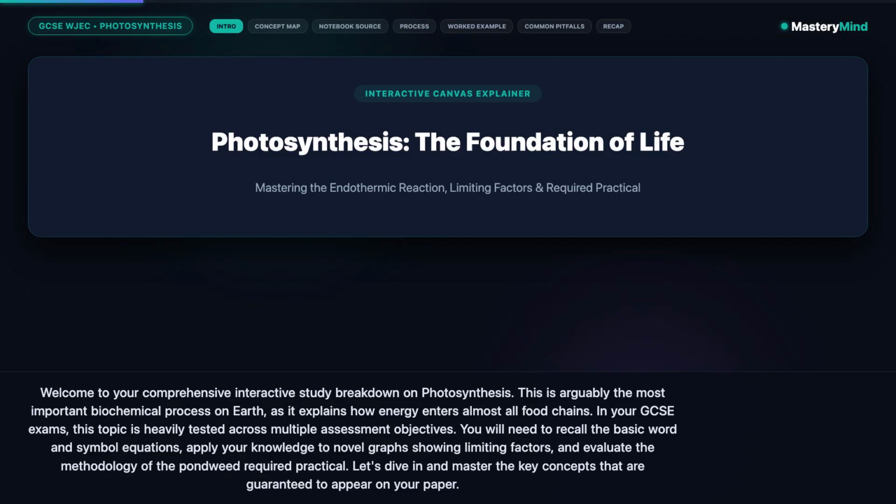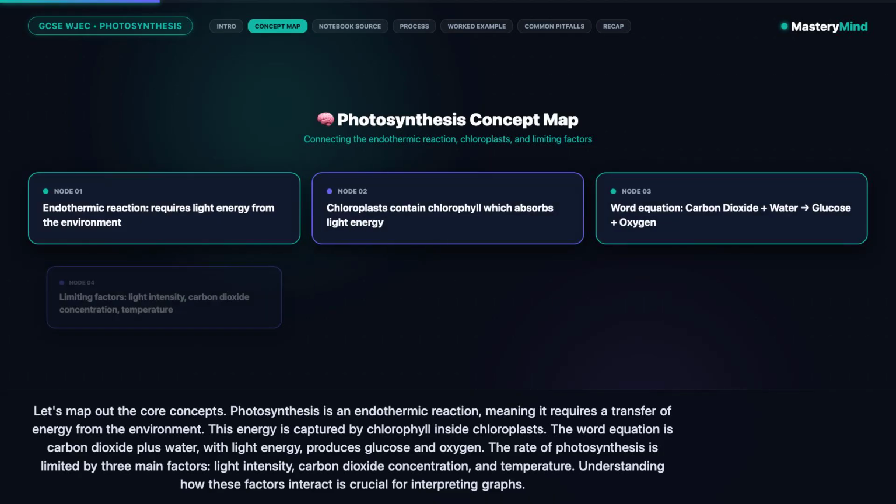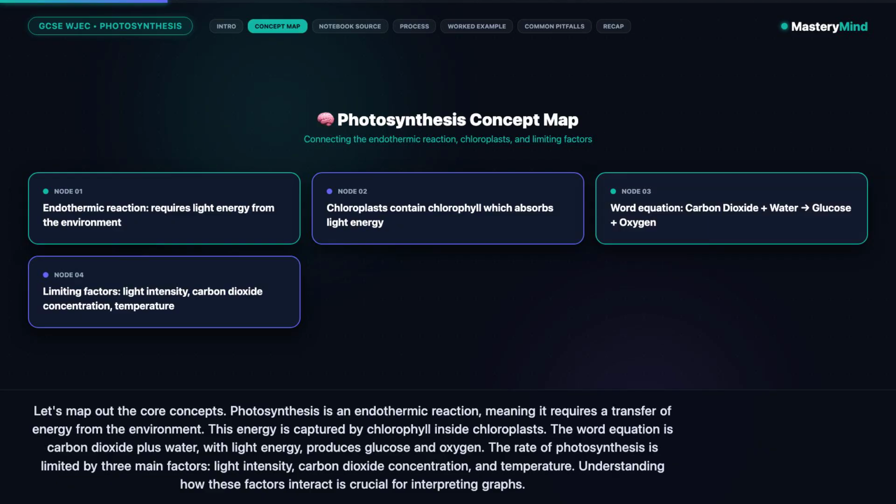Let's map out the core concepts. Photosynthesis is an endothermic reaction, meaning it requires a transfer of energy from the environment. This energy is captured by chlorophyll inside chloroplasts. The word equation is carbon dioxide plus water, with light energy, produces glucose and oxygen.